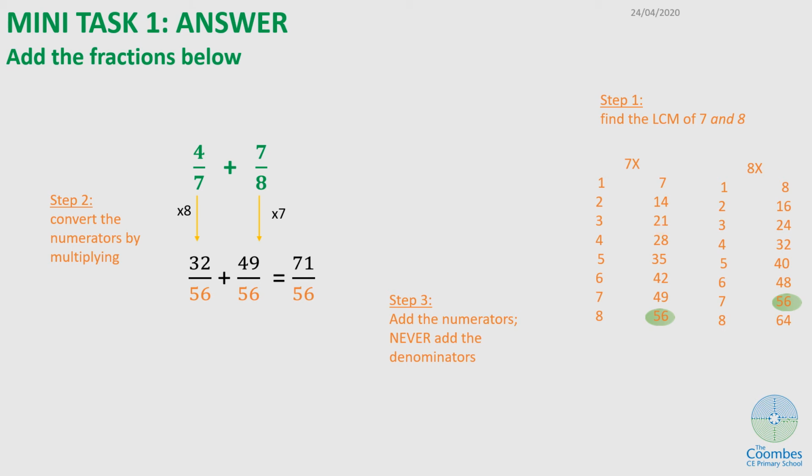If I double the 2 times table, I will get the 4 times table. So double 14, I'll get 28. If I double 4, I'll get 8. So I'm going to double 28 to get 56.